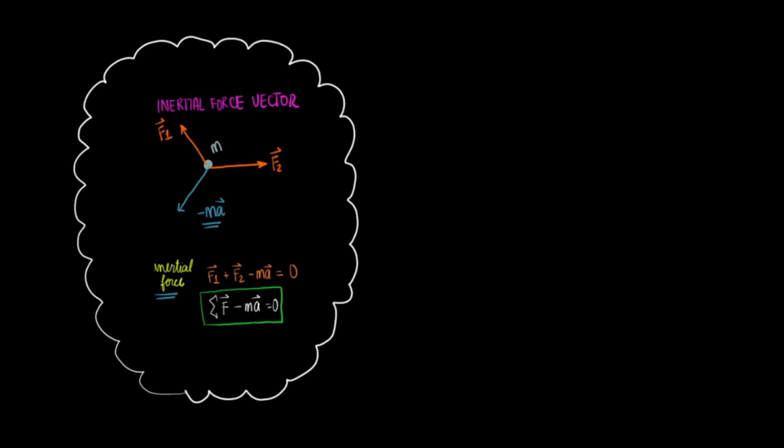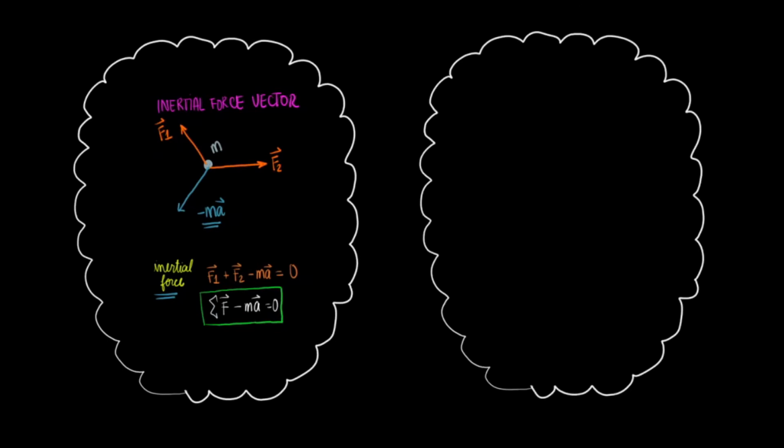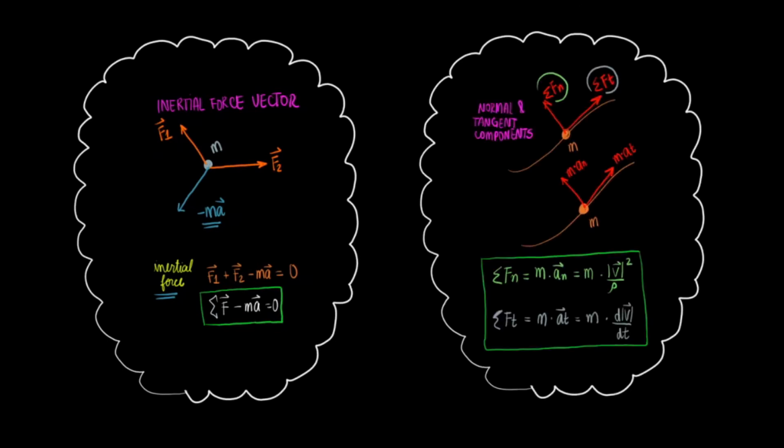Just like we had normal and tangent components for the acceleration, we have normal and tangent components for the forces. This should make intuitive sense since the forces themselves are mass times the acceleration. To get the normal force, we take the mass times the normal acceleration and replace an with the expression for the normal acceleration, which is the absolute value of v squared over rho, the radius of the path curvature.